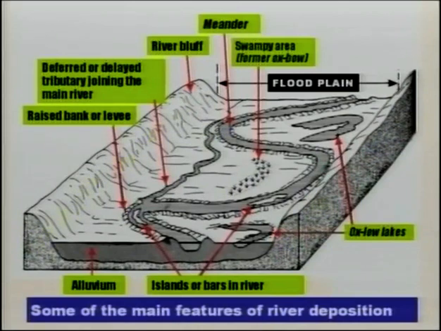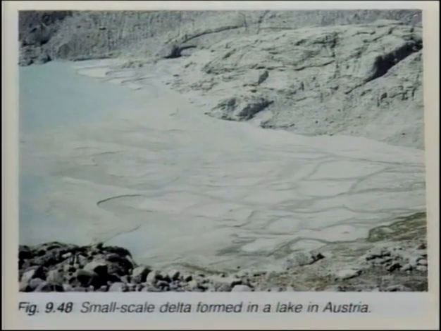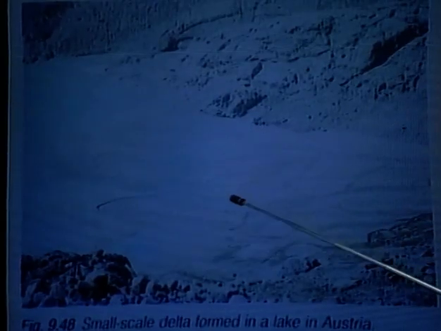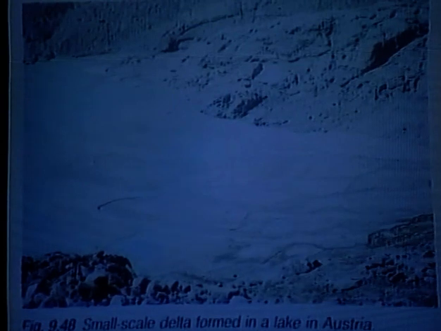Okay, let's look at some of the pictures or photographs now put together to show some of those features. As I have mentioned, I am not going to explain those features simply because you have been given the task to explain them. Okay, from this particular photograph, you can see there a small-scale delta which is formed in a lake in Austria. So a delta is also a depositional feature. Here we are looking at a deposition of sediments, mainly at the mouth of this particular river.